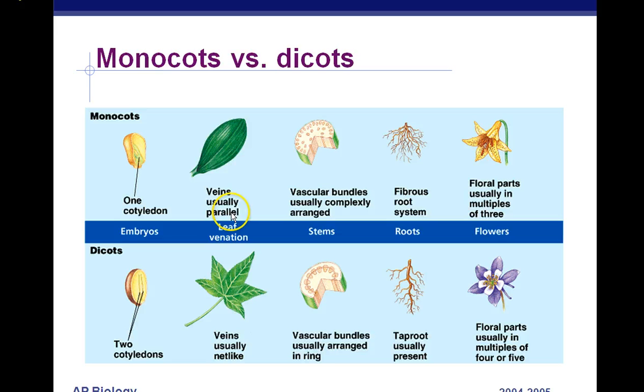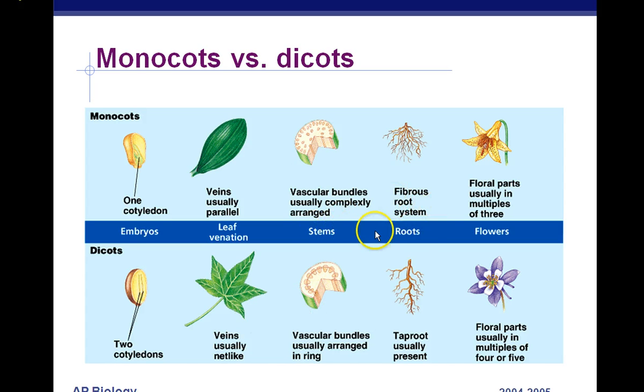Veins are usually parallel in monocots. Dicots, net-like. You can see that there. Put this in there. We're going to see better pictures of this coming up. Vascular bundles are arranged in a complex way in monocots, kind of scattered around in an almost random pattern, it seems. For dicots, they have a ring of vascular bundles in the stem.